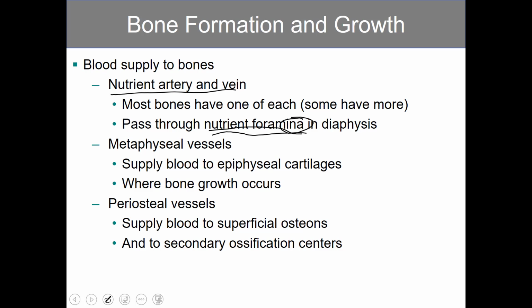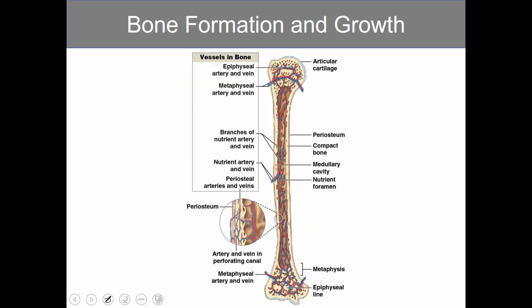But you also have other types of vessels found within. While the verbiage is on this slide, I'm going to jump to the image. It's a little easier to see. Here we see the nutrient artery and vein penetrating the diaphysis of the long bone, right there at that nutrient foramen. In addition to that, we have other types of veins.